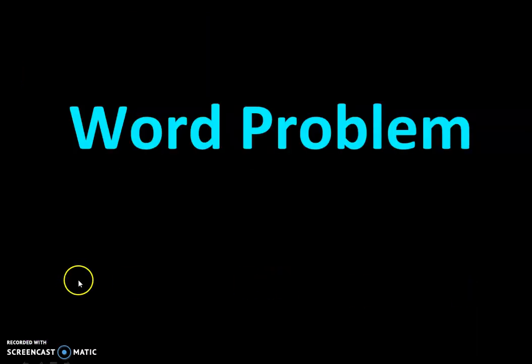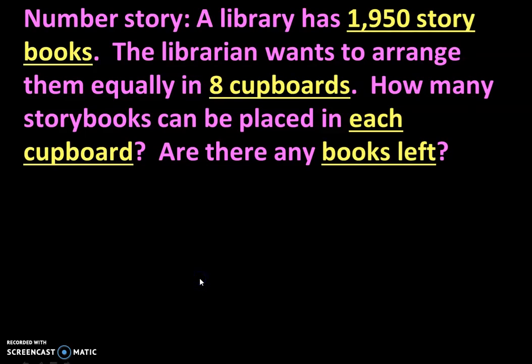Now one word problem we'll see for this. In the story problem it is given: a library has 1950 storybooks. The librarian wants to arrange them equally in 8 cupboards. How many storybooks can be placed in each cupboard? Are there any books left? This is also another question, because in some questions you may get a remainder. That will be your left, remaining or balance.